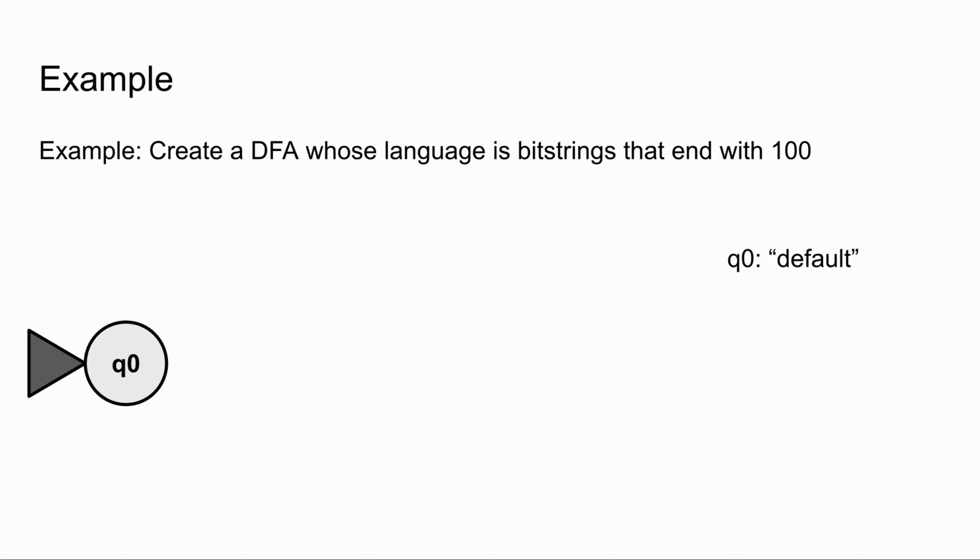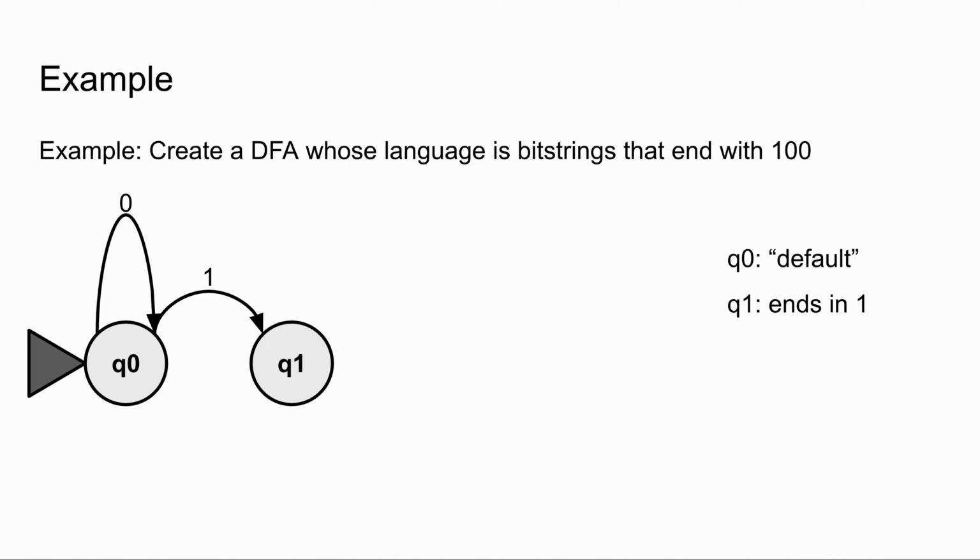Then, if I see a 0, I want to go back into this default state, because we haven't seen a 1 recently, so really there's nothing interesting going on. If I see a 1, however, I want to keep track of that, so I will move to a new state Q1, which I will call ends in 1.